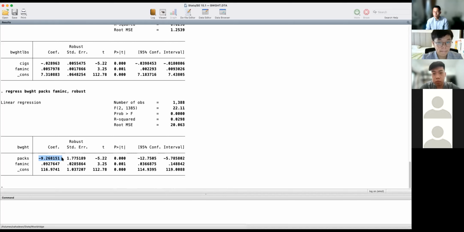Of course, the standard errors are going to change as well. The 95% confidence interval will change. However, the t statistics as well as the F statistics don't change. Okay, so it's very, very interesting.